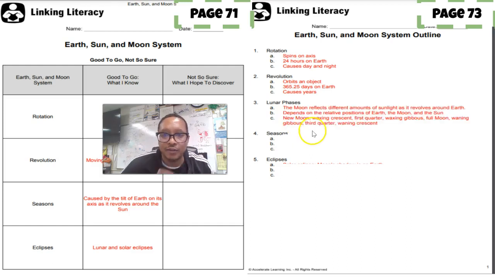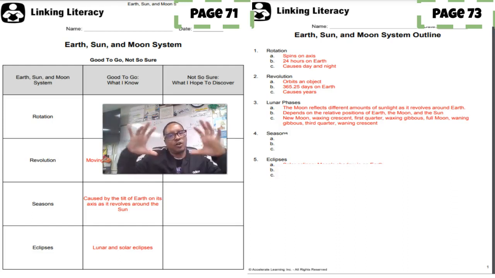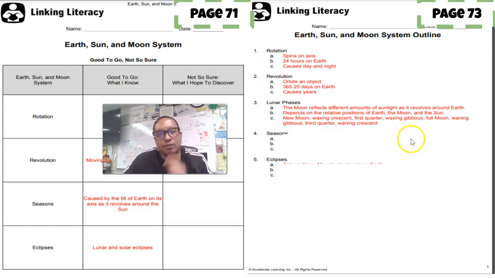Lunar phases. Now this is the moon reflecting different amounts of sunlight as it revolves around the Earth. It depends on the relative position of the Earth, the moon, and the sun as to how much that happens. And then a new moon, a waxing crescent, the first quarter, the waxing gibbous, right? The full moon, the waning gibbous, the third quarter, and then the waning crescent. And you're like, what? Those are all the different phases of the moon and their names.